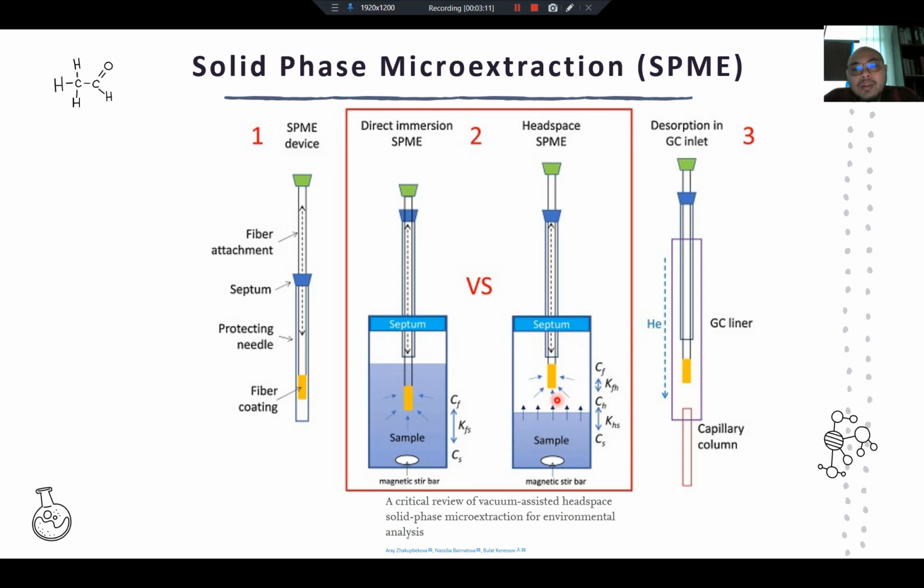Then you can retract the fiber back into this protecting cartridge, and then you can put the syringe inside the GC introduction system, as usual, like a normal syringe. Then you can expose the fiber back and inject the sample to get the result of the analysis.